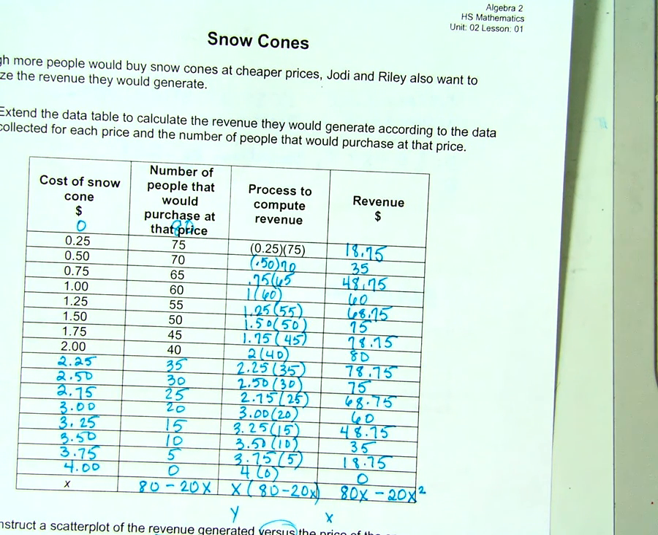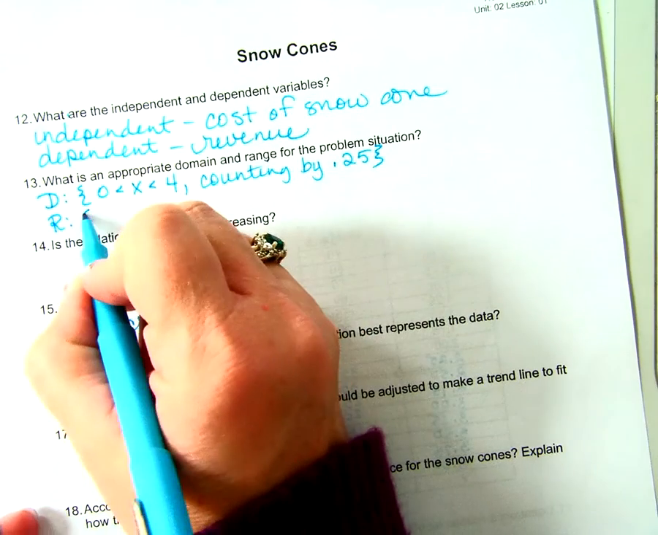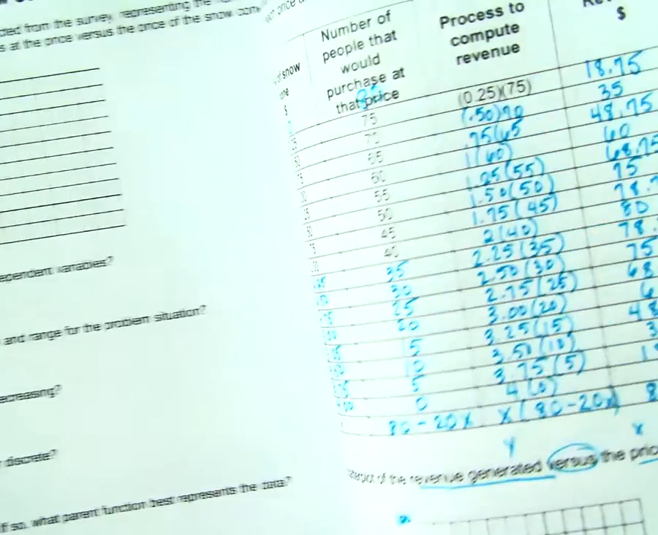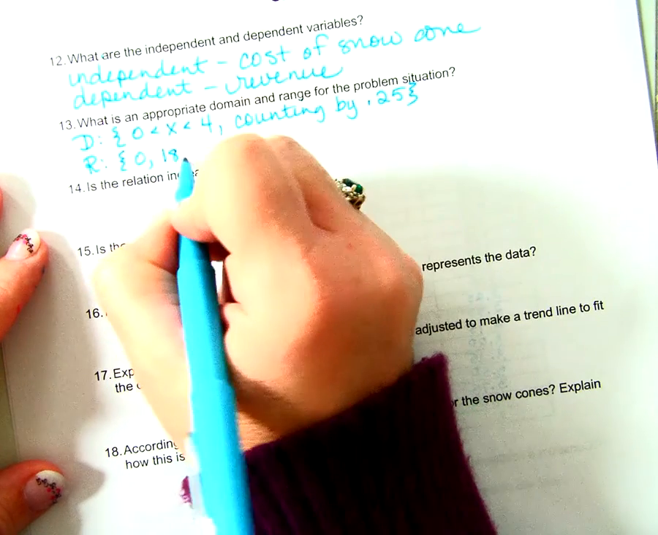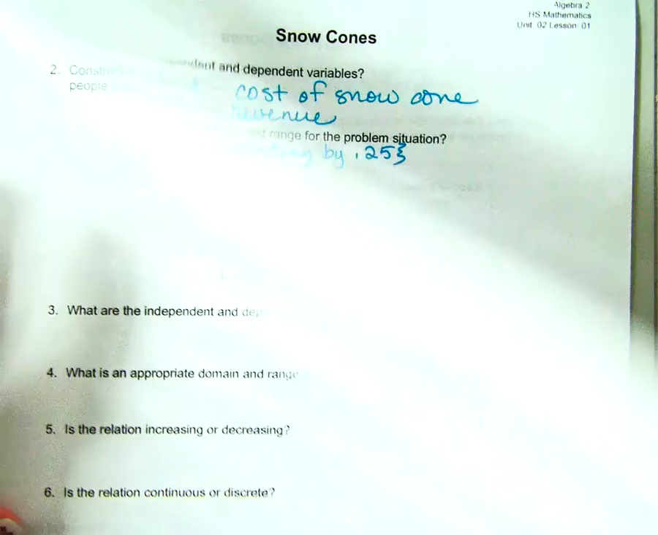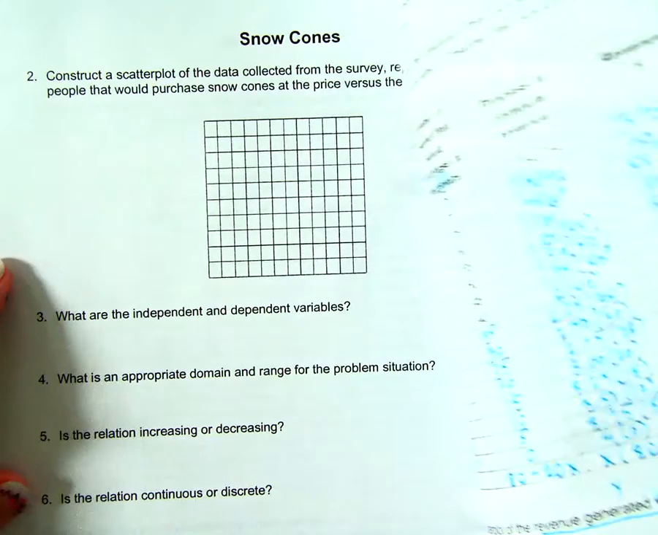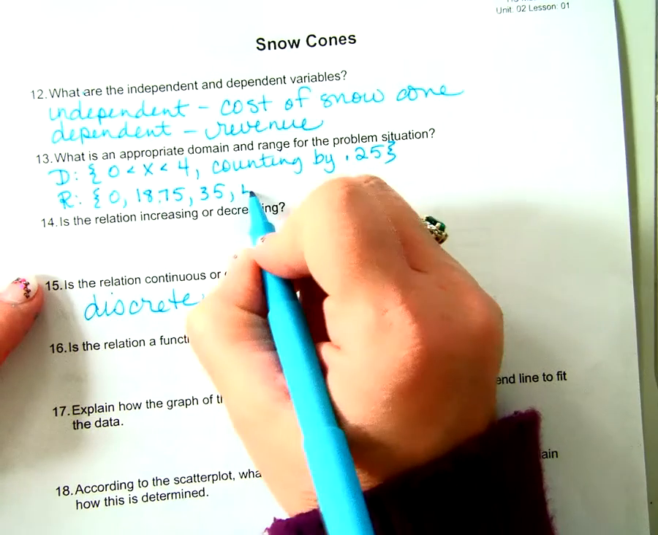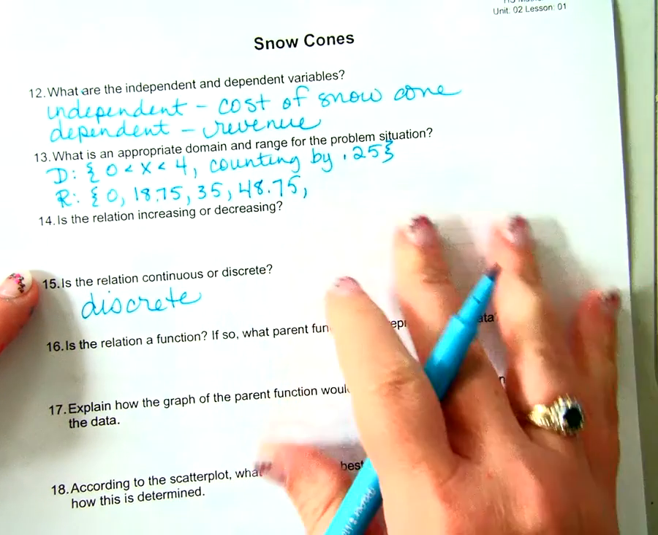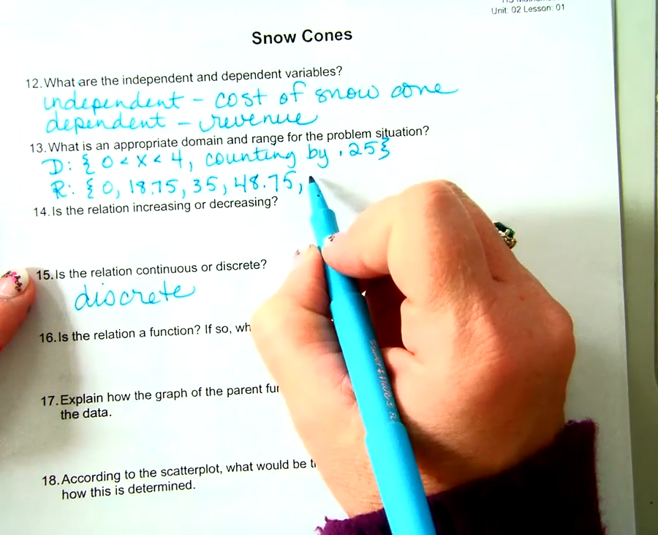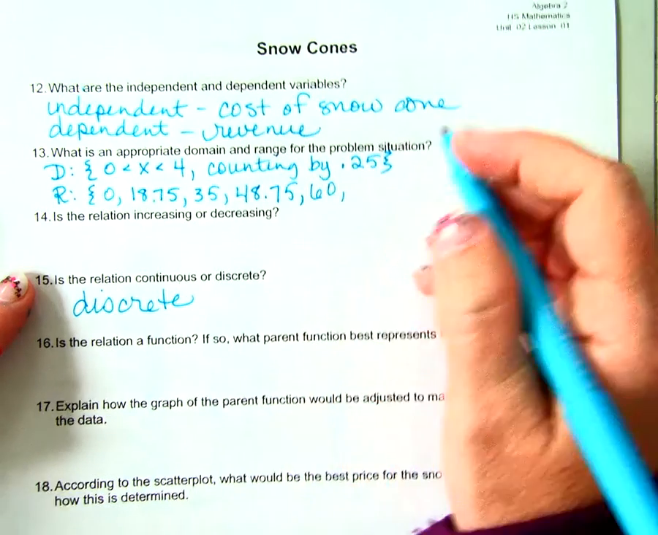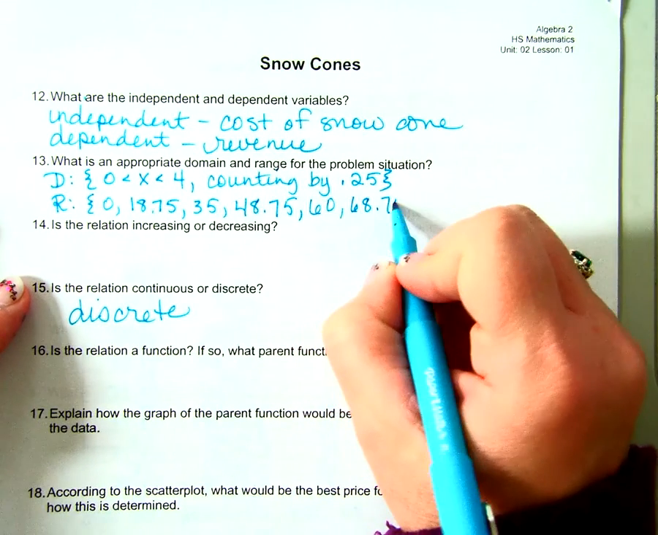How many of them are there that we have to list? Oh, there's some twice. Do we have to list them if they're there twice? No. 0. 18.75. 35. What's next? Help me out. 48.75. What's next? 60. 68.75.